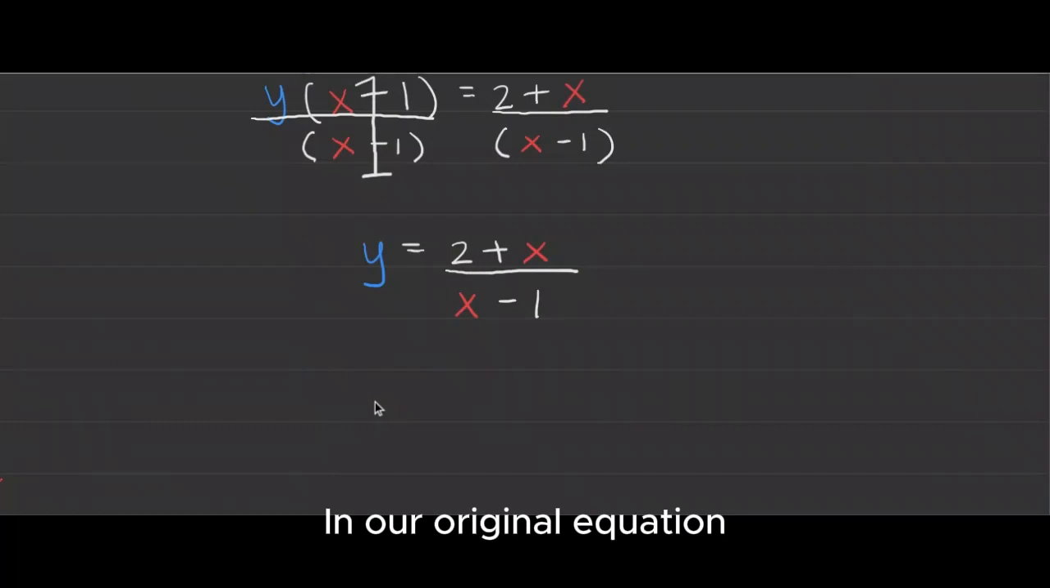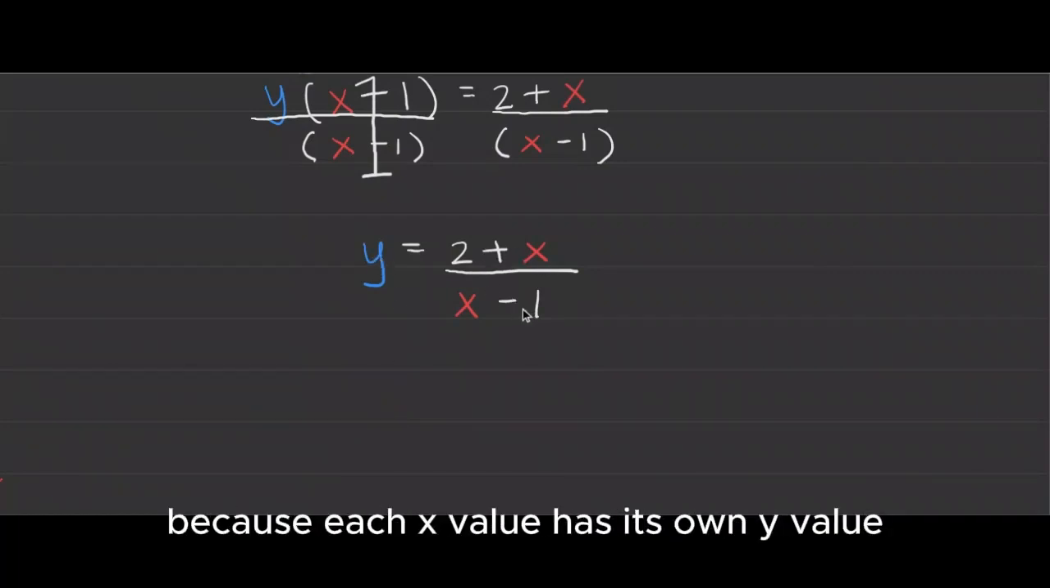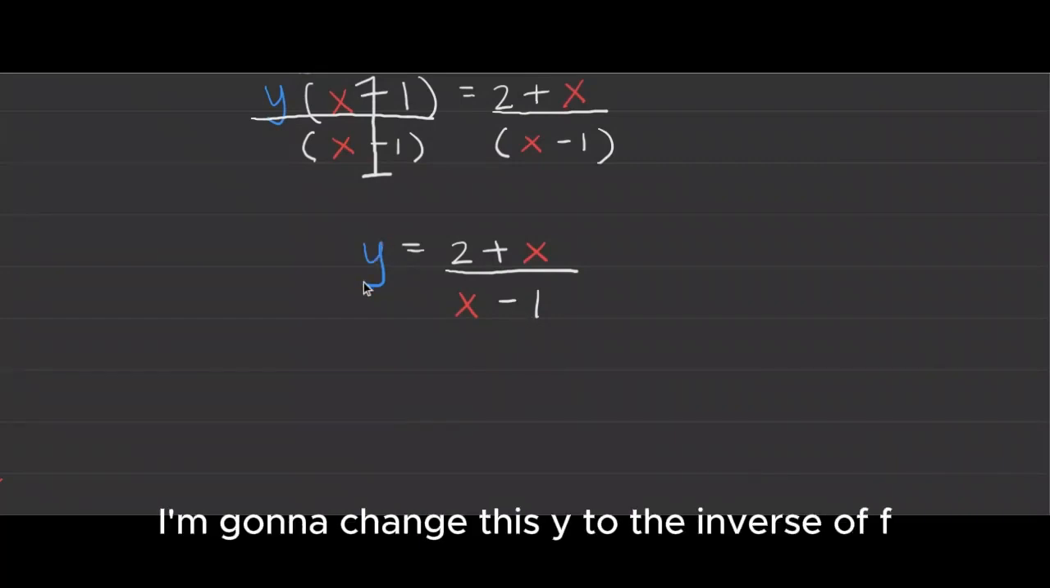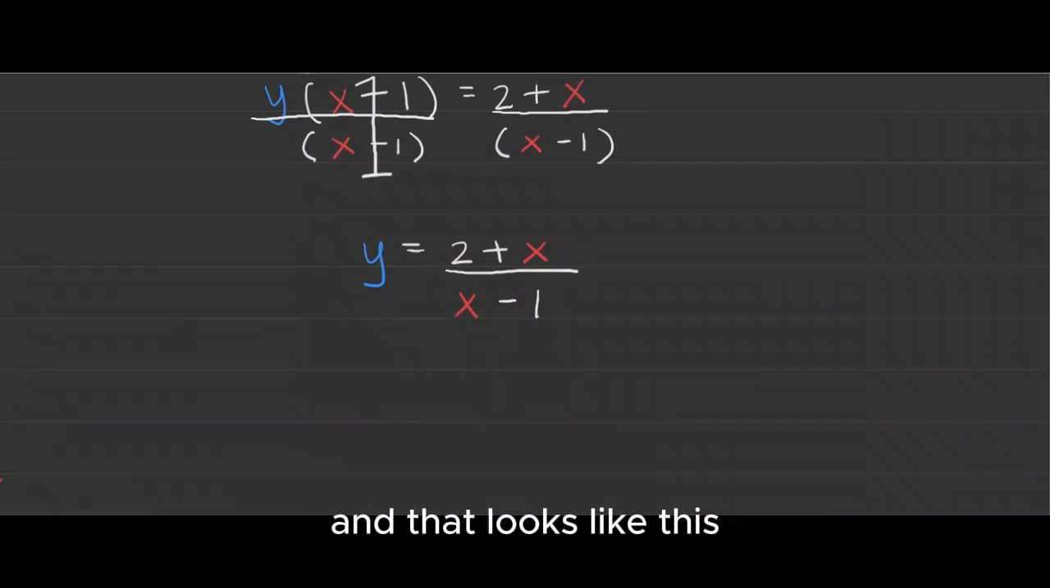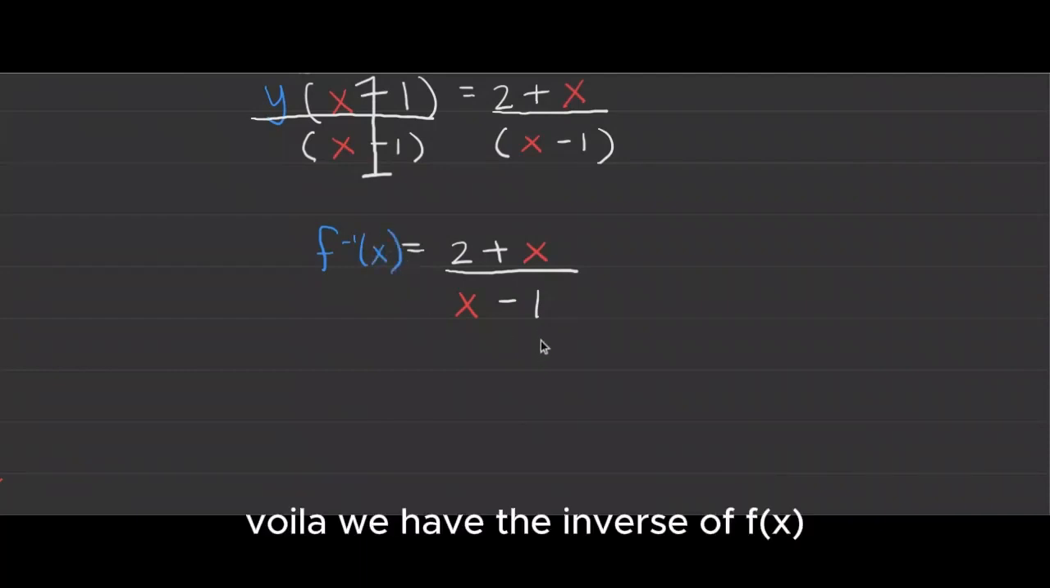In our original equation, we had an f of x. And since this is a function, because each x value has its own y value, I'm going to change this y to the inverse of f. And that looks like this. Voila, we have the inverse of f of x.